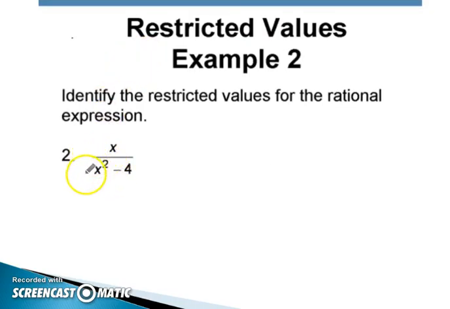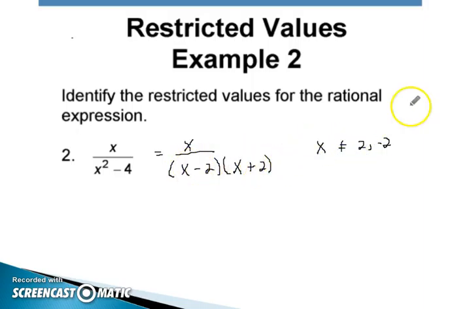Another example, I have x squared minus 4. Before you just say, oh, it would be 4, you have to factor that denominator. So this would actually factor to, this is difference of squares, so x minus 2 and x plus 2. Looking at this, I can see that x can't equal a positive 2 or a negative 2.